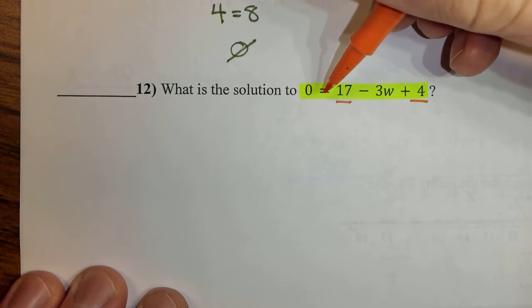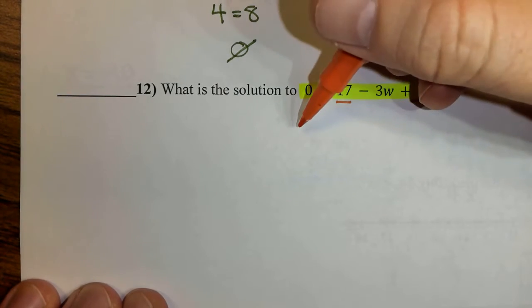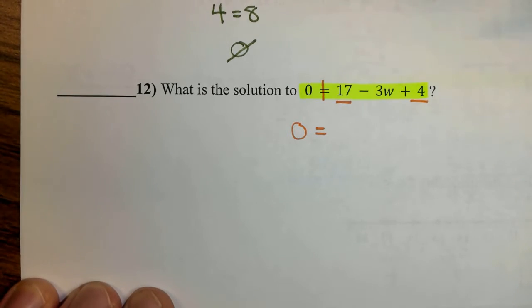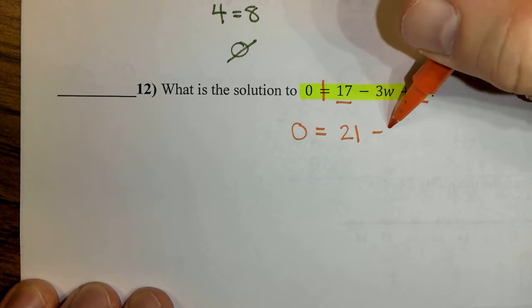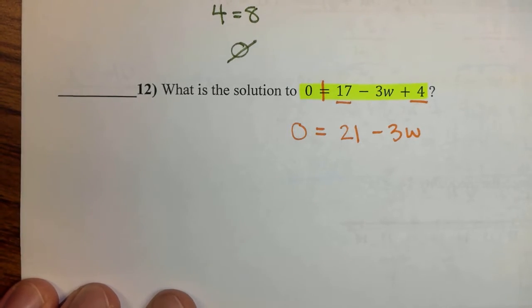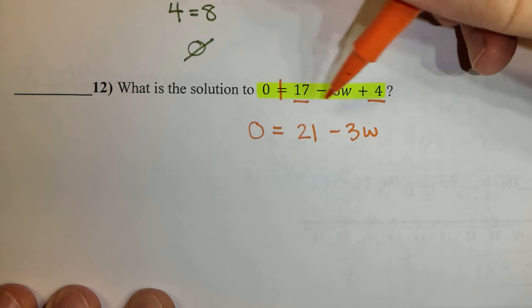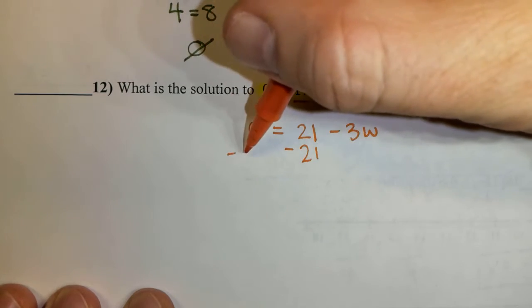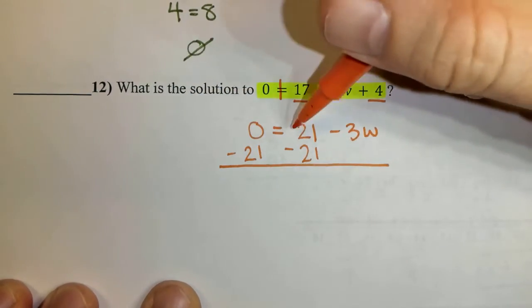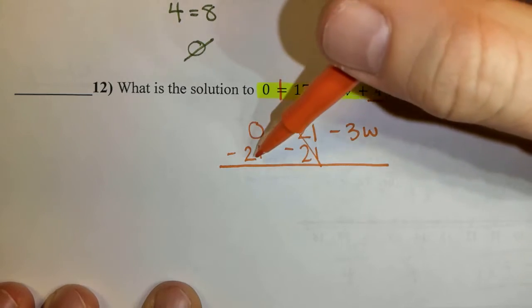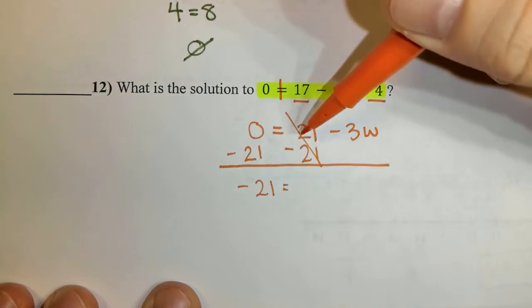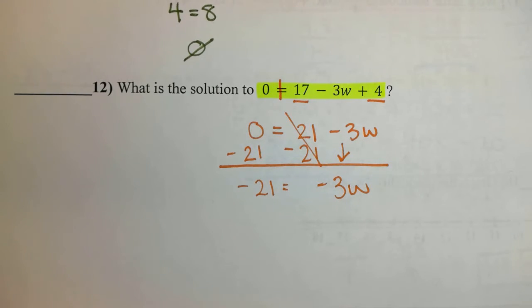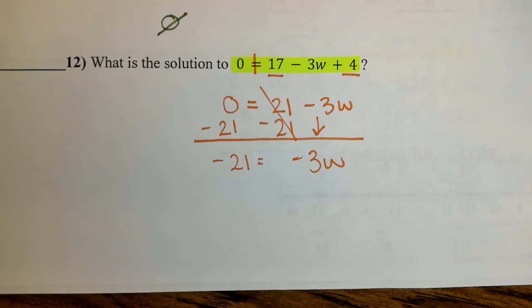So I combine like terms because they're on the same side of the equal sign. So look, I have 0 equals 17 plus 4 is 21. And then I have minus 3w. Now all my letters are on the same side already, so I need to move my numbers away. So I have 0 minus 21, negative 21. That goes away. And then I have negative 3w. Okay, and then my last step, oh, this one was easy.